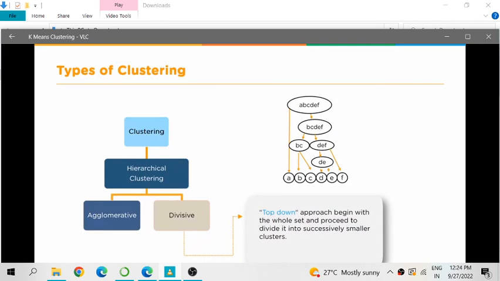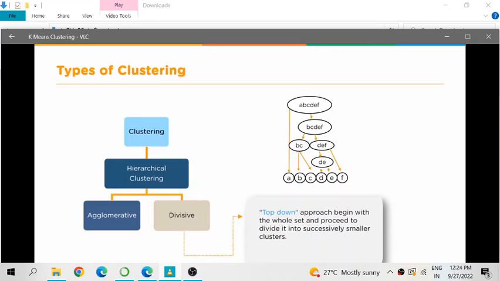And in case of divisive clustering, what happens? As the name itself suggests, it is divisive, that means divisible. So it is going to split up on every step. That's why it is called a top-down approach. Begin with one whole set and proceed to divide it into successively smaller clusters.